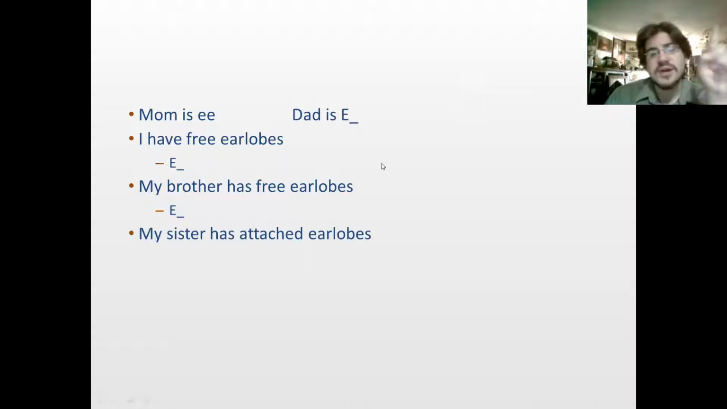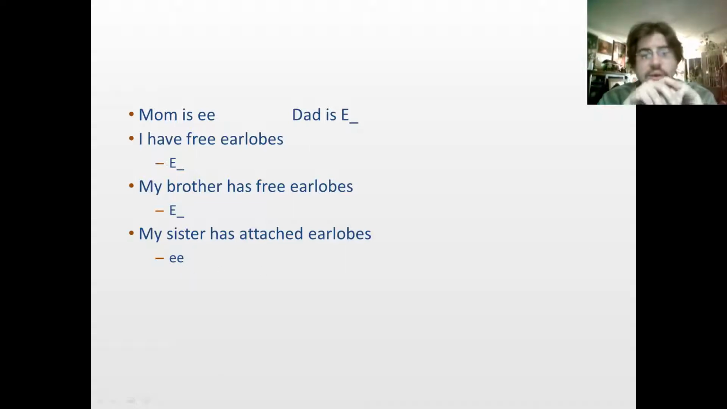However, my sister has attached earlobes. So we know her genotype is homozygous recessive. Now here's where it works out. Because remember, you get one allele from mom and one allele from dad. In order for my sister to be homozygous recessive, my dad must be able to pass on a recessive allele. So dad, knowing my sister has attached earlobes, is heterozygous. We can go one step further here. We know I got the dominant allele from my dad. So what's the allele I got from my mom?